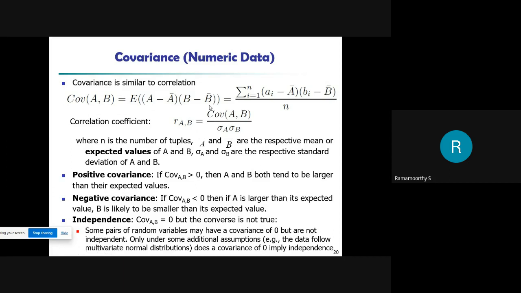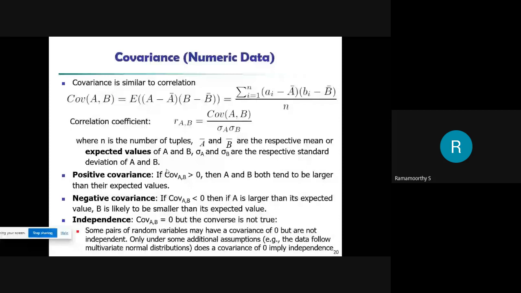So the value which you want to compute under the correlation coefficient is the covariance of A comma B divided by sigma A and sigma B. So here also, like the previous correlation analysis, you can find three different cases: positive covariance, negative covariance, and independence. For independence, covariance of A comma B is always equal to 0, but the converse is not true.